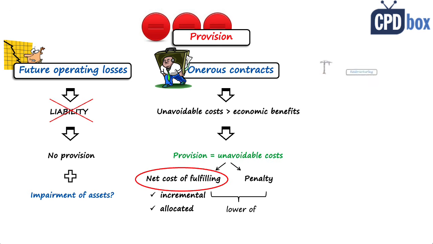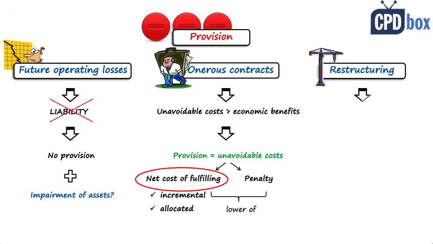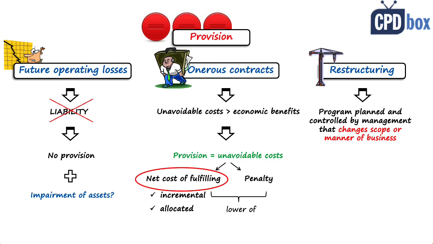The third specific situation addressed by IAS 37 is restructuring. It's a program that is planned and controlled by management and that materially changes either the scope of business undertaken or the manner in which that business is conducted. So you must recognize a provision for restructuring when two conditions are met.